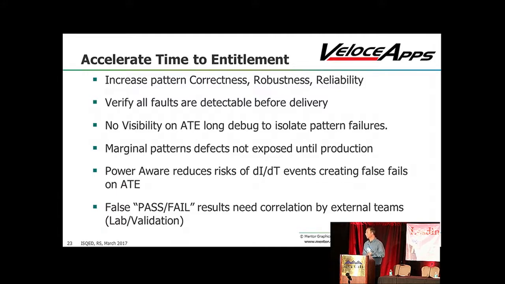Marginal patterns. So marginal patterns are ones that will pass on one device, may pass on 10 devices, but once you go into production, maybe there's a sensitivity in that pattern where you start running 10,000 devices and you get a 3% fallout, 5% fallout for that one pattern. You want to make sure you can run all that stuff in advance. You make sure that it's verified as being a reliable pattern.